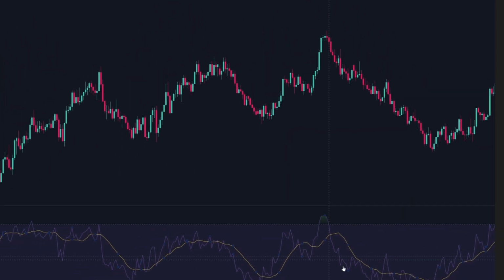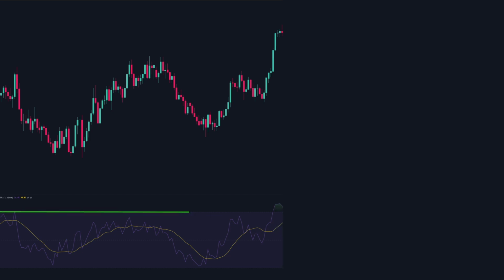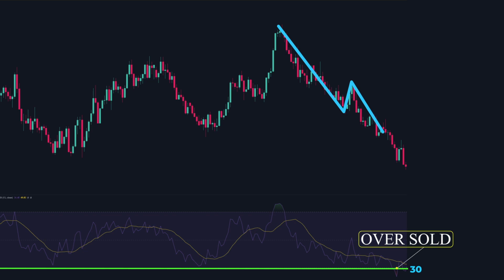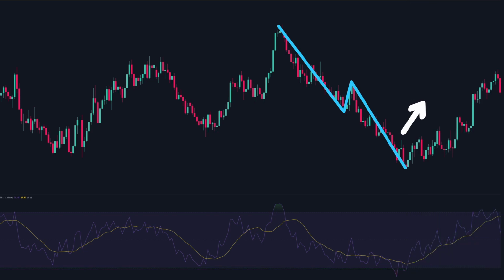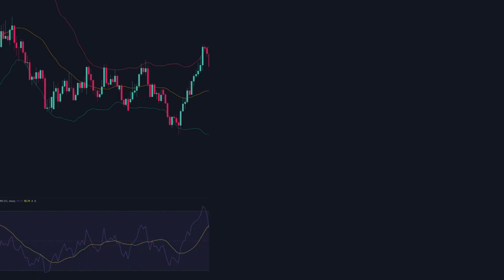Now, let's see it in action. Look at the RSI line. When it moves above 70, the asset is overbought, meaning price has risen too quickly and could pull back. When it drops below 30, the asset is oversold, meaning price has fallen sharply and could bounce. These levels act as early signals, but we'll refine them further with Bollinger Bands to avoid false entries.